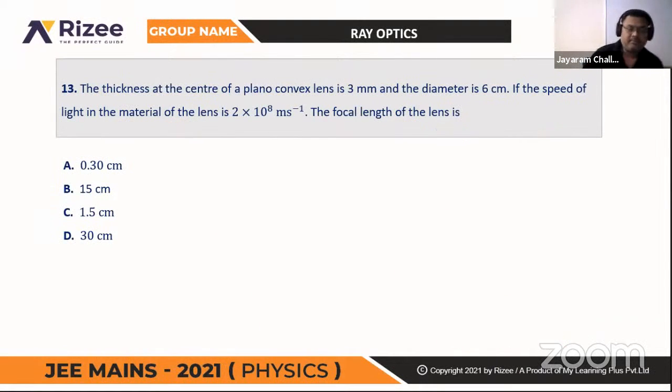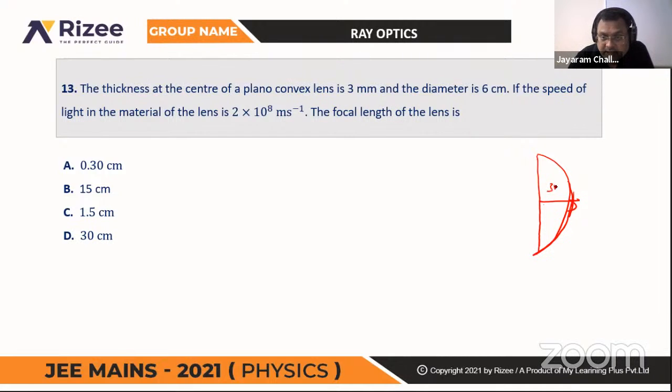Next one. The thickness at the center of the plano convex lens is 3 mm, and the diameter is 6 centimeters. If the speed of light in the material passing through the lens is 10 power 8, he is asking what is the focal length of this particular lens. Let us imagine this is a plane surface and this is a convex surface. So the thickness of the plano convex lens is going to be how much?